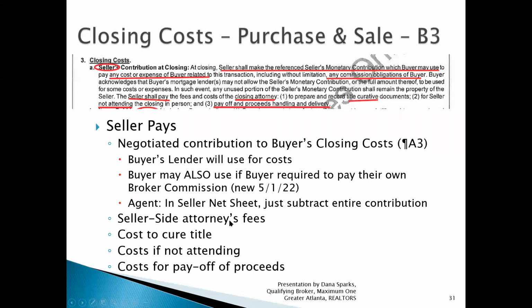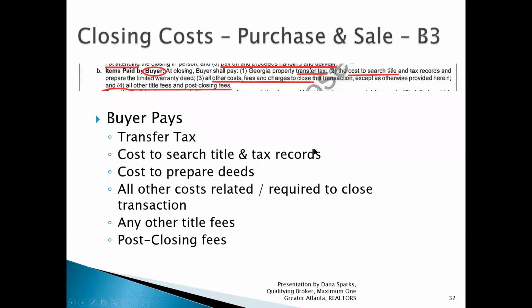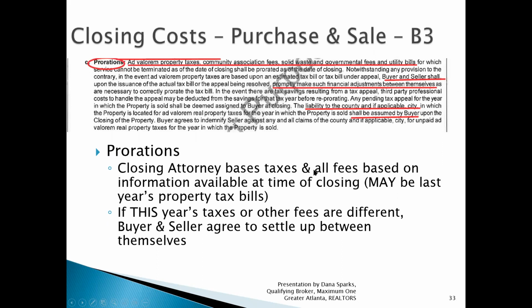Additionally, this is what the seller pays, their side of attorney's fees. If there's any cost to clear up any clouds on title, if the closing attorney has to mail away information, there's costs associated with that, and to pay off any of their proceeds. And then a buyer at closing has to pay transfer tax, costs for the title search and go through the tax records, any costs of the attorney to prepare the deeds, and all other costs related to the closing or required to close, including any other title fees and post-closing fees.